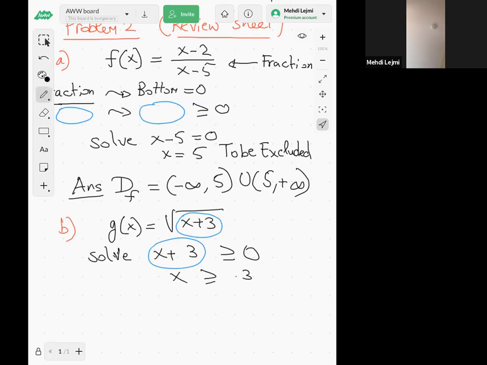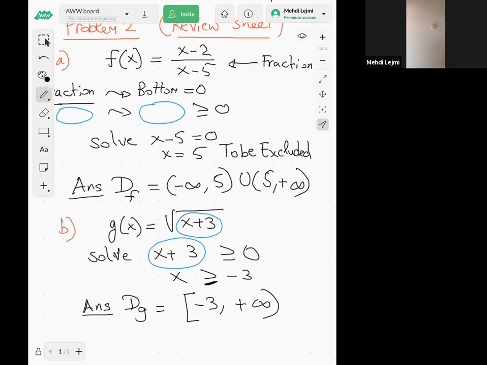So your answer, the domain of g, D subscript g, is any number larger than negative 3. It starts at negative 3. Negative 3 is included because of this line here; x can be equal to negative 3. So it's negative 3 and goes all the way to positive infinity.